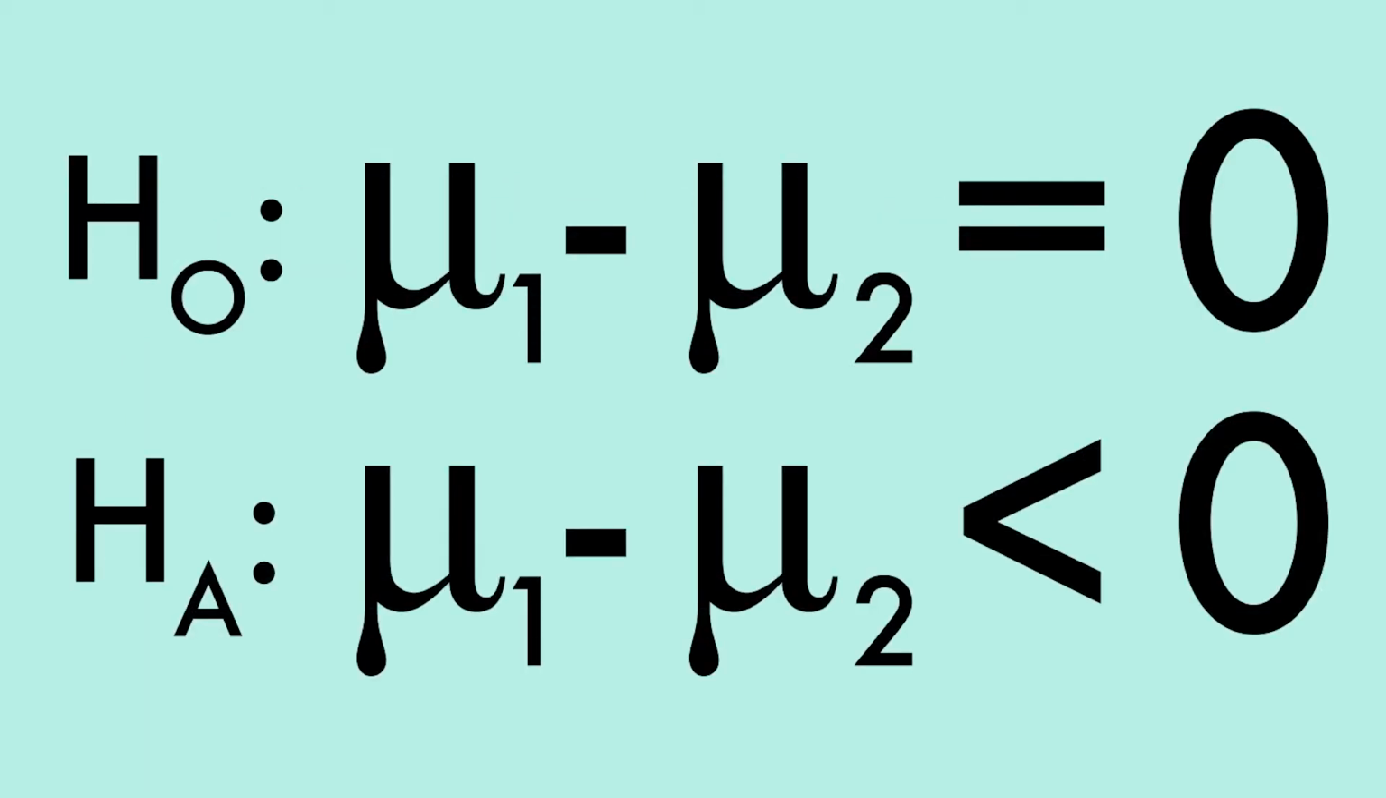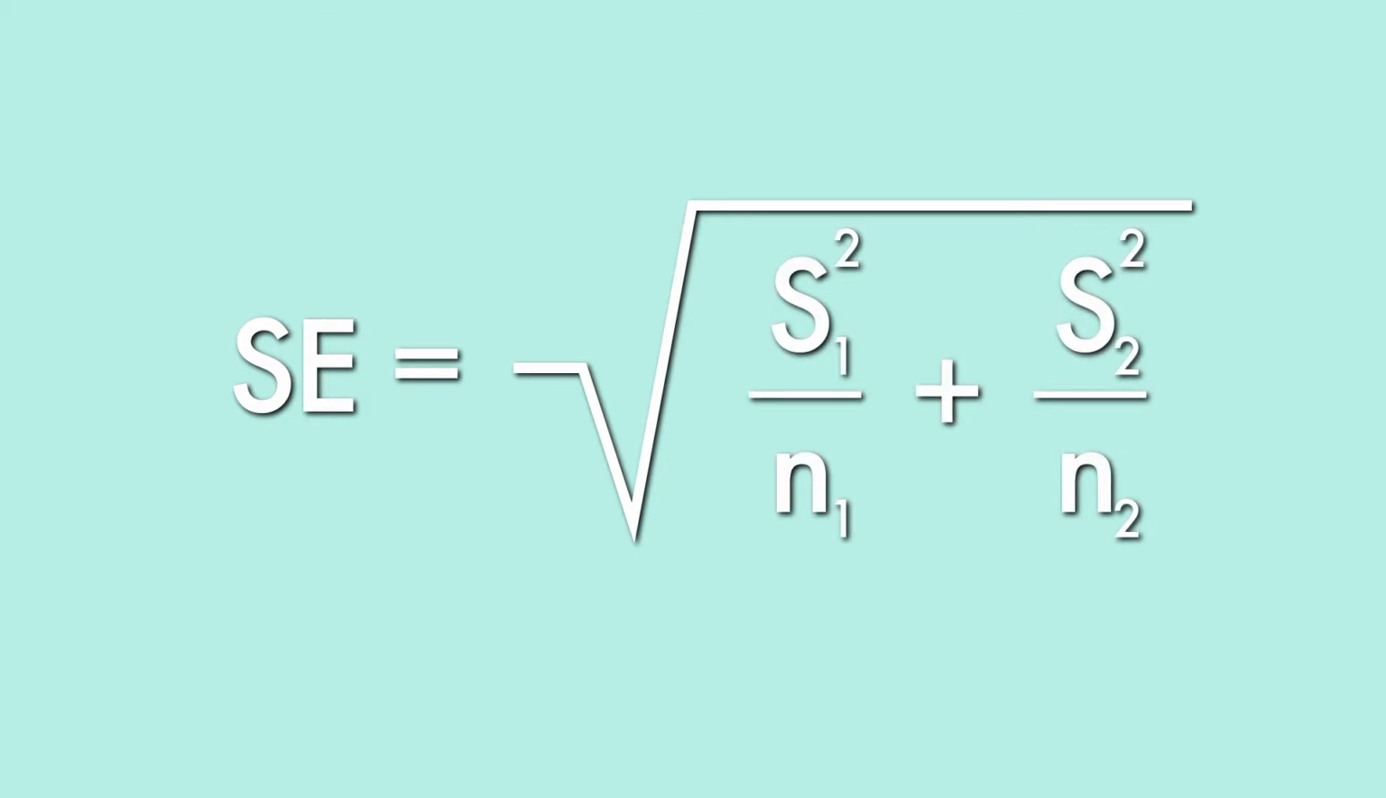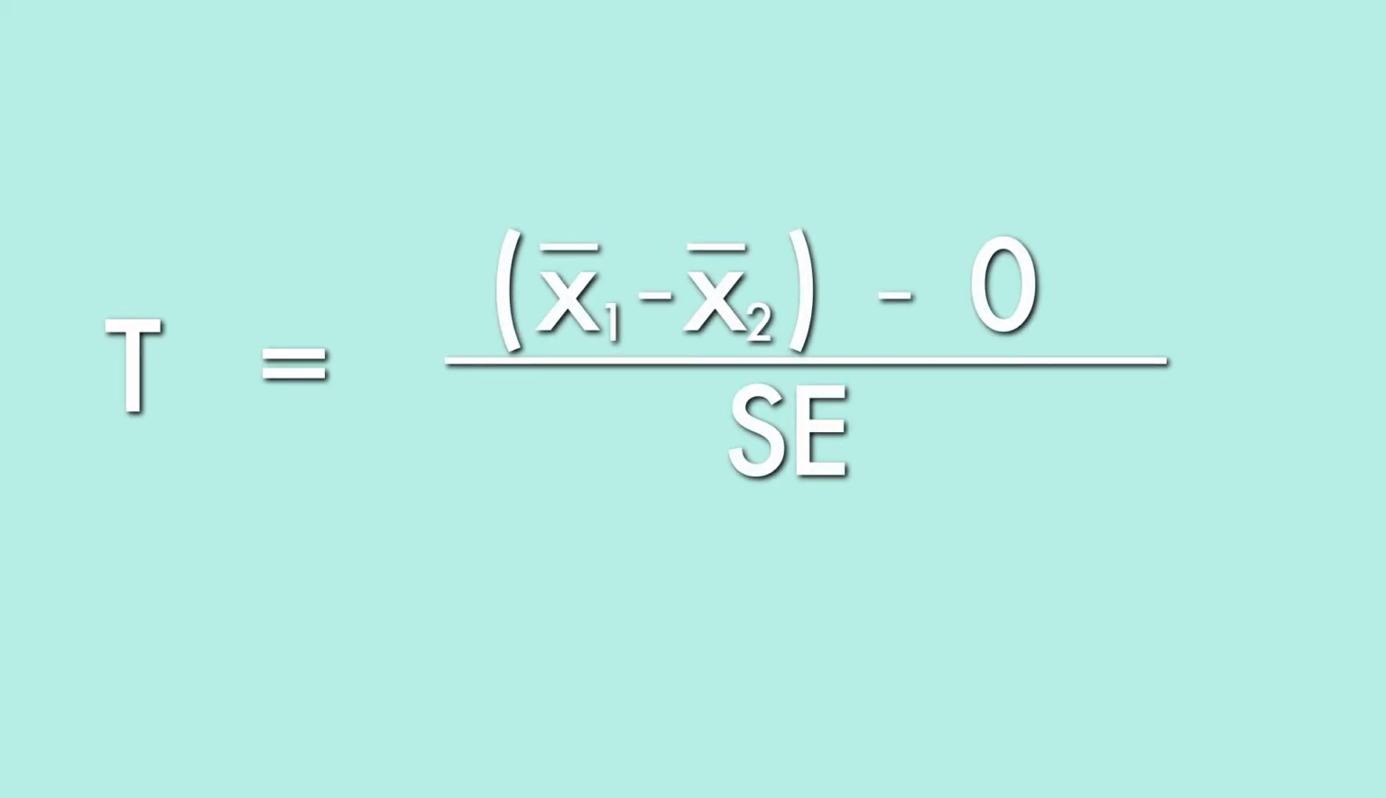Using a 5% significance level, we can go ahead and run our test. Again, our alternative hypothesis, or what we are testing for, is that the adult times are quicker than student times. First, we find the standard error using this formula, and then using the formula for t, our data results in a t-score of negative 1.1436.